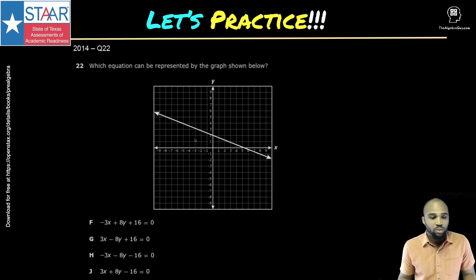I think this is our last one. Which equation can be represented by the graph? All right, so the easiest way to work this, to be honest with you, is you can just put all these in your calculator. So if you can go to the relation function and put all these in your calculator, or at least put them in standard form, that's probably the easiest way to work it. Matter of fact, I'm going to show you how to do that.